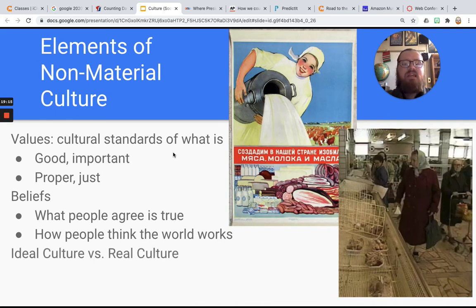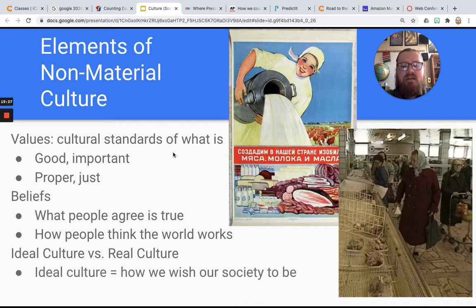And before we leave non-material culture behind, we need to address a distinction between the ideal of our culture and the reality of our culture. Ideal culture is how we wish our society to be. It's kind of like, in that perfect world, what our society would look like.